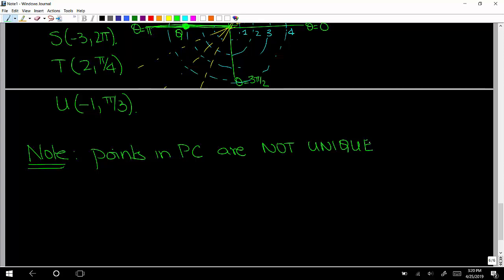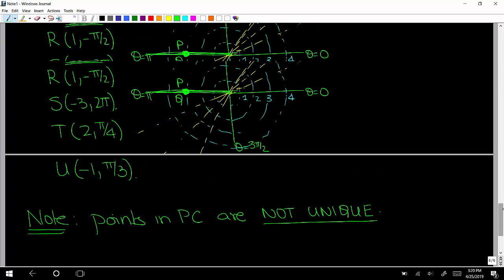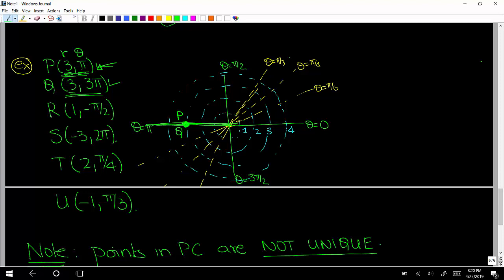In rectangular coordinates, points are unique, but in polar coordinates, they're not unique. So there's actually infinite ways to write points in polar coordinates. Okay? Let's take a look at one more. R, you're going negative pi over 2, so you're going clockwise pi over 2, and then once we get there, we'll get here, and on the 3 pi over 2 line, we're going to go 1 unit from the pole, so that's this point here.